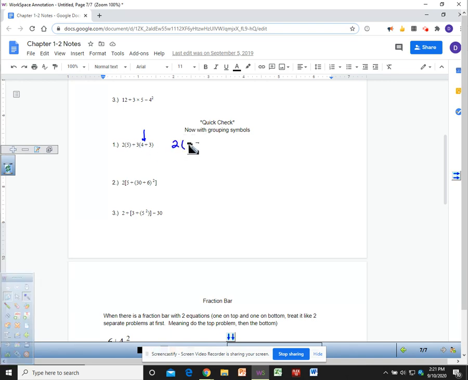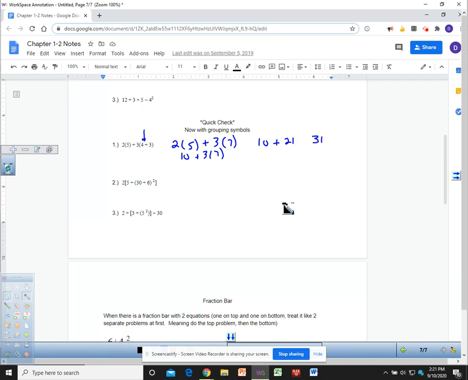So then you have 2 times 5 plus 3 times 7. Now we can do all of our multiplying in order. So 2 times 5 is 10 plus 3 times 7, 10 plus 21. So my answer here would be 31.